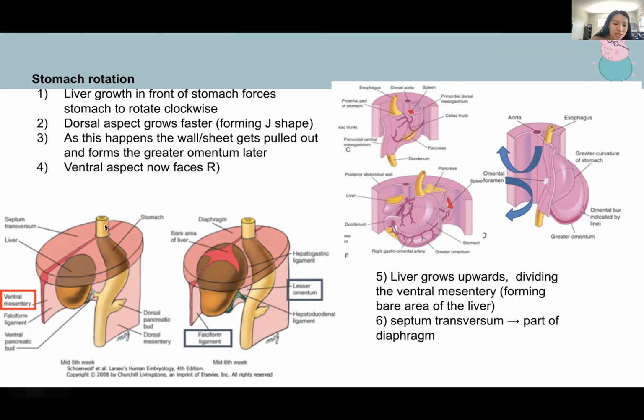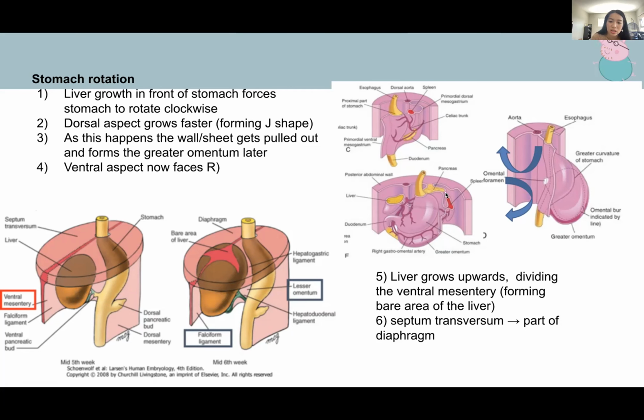So basically the stomach gets pushed away from the liver, by the liver. And instead of facing forward, it starts to turn clockwise. So what was at the front starts to face the right side of the body. So we pretend this is the front. The front turns around this way clockwise, and then it's now facing the liver. And then the back gets pulled out from behind. The back grows a lot faster. And as it gets pulled out from behind, it takes part of the mesentery with it as well.